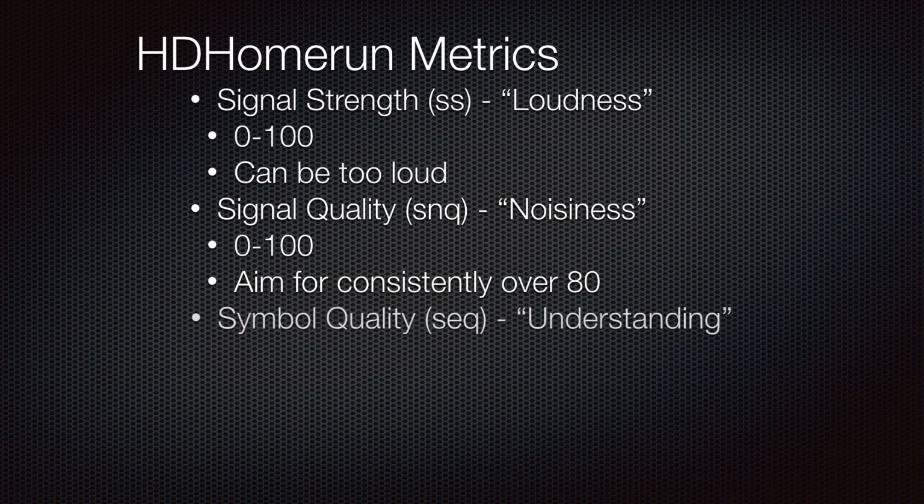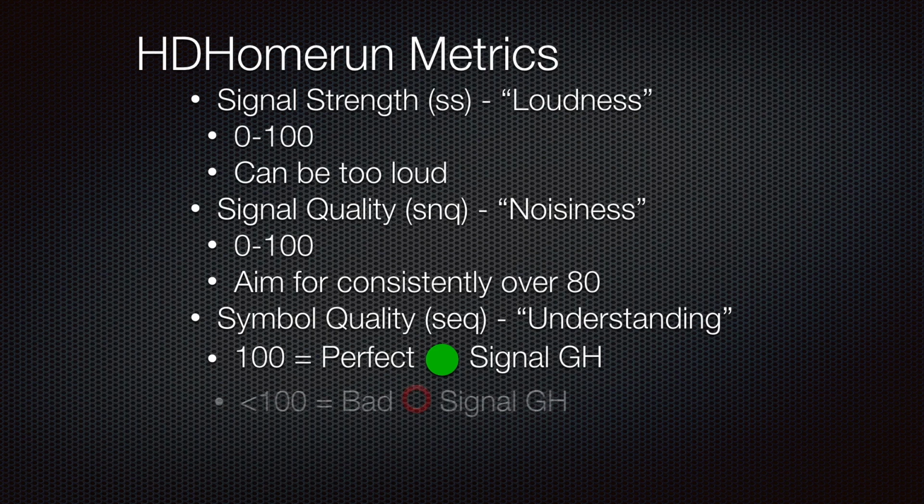The final metric is symbol quality. This is when I actually understand what is being said. It is either 100 and perfect, and I show a green dot on Signal GH, or less than 100, and it is bad. It is pixelating, it is horrible, and I show a red ring.